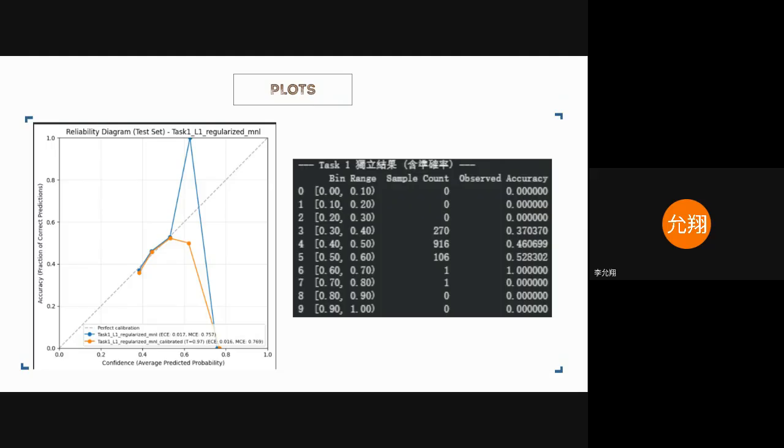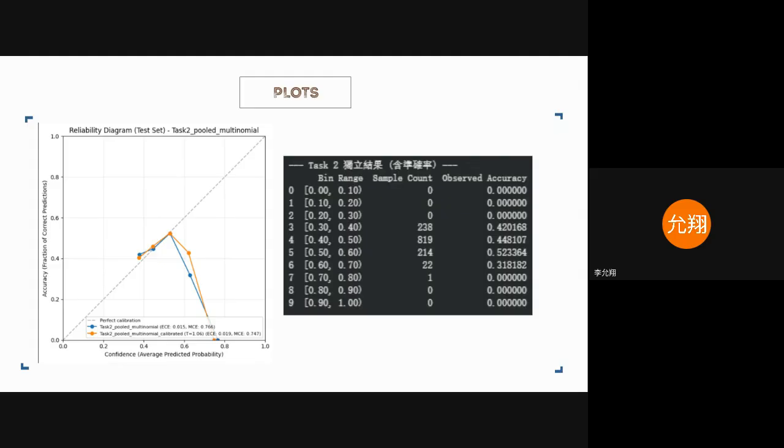And you can see from the plots on the right, in the 6 bin and the 7 bin, they only have one example count. This is why the blue line has an accuracy of 1 and 0, because there are fewer sample counts. Next slide.